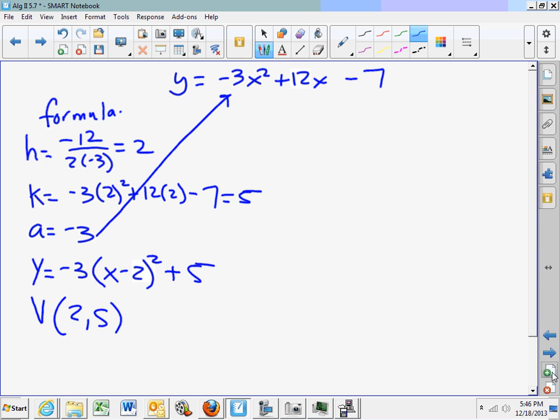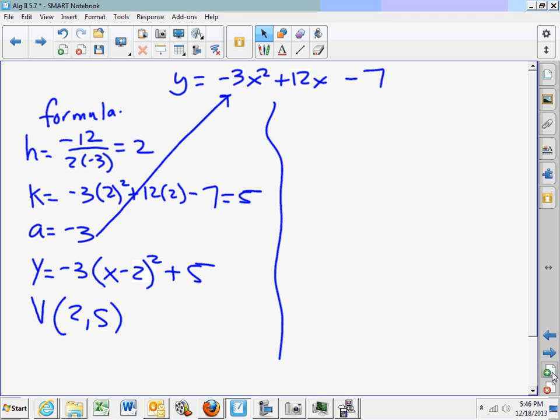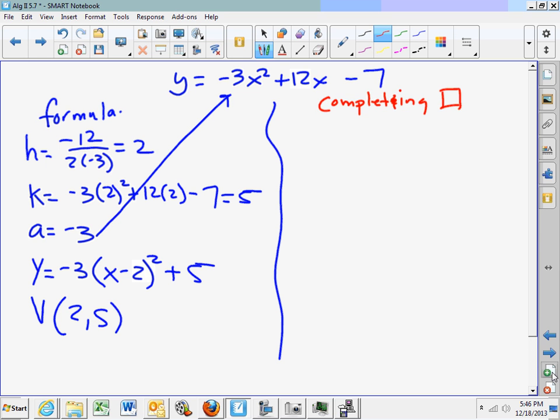Now, let's do the completing the square method. This one's going to be a little more complicated. Completing the square. All right, now we have y equals negative 3x squared plus 12x minus 7. Now what I'm going to do here is I need a 1 in front of the x squared. And instead of actually dividing through by negative 3, which I could do, but then I'd have to just multiply back, what I'm going to do is I'm going to factor out a negative 3 from these first two.